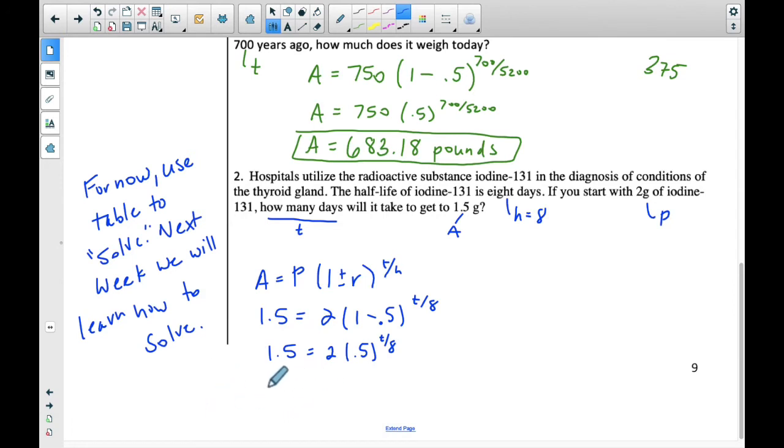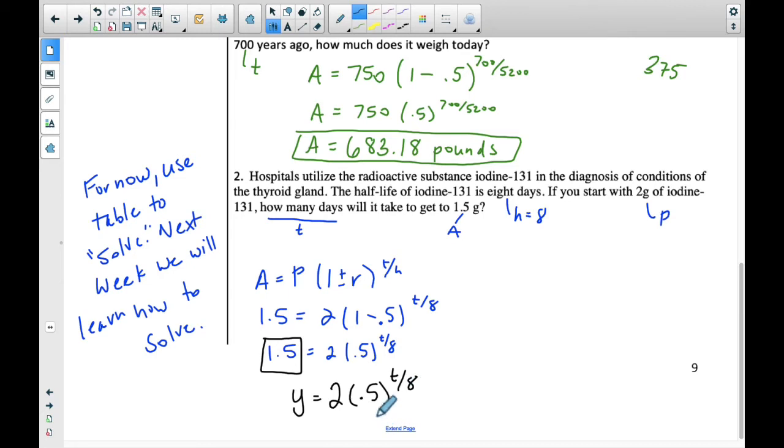So when I plug all this in, I'm going to have to do a couple things to solve this. But mainly, what I'm going to do is I'm going to not put in the 1.5. That is actually what I'm going to look for in my calculator. So instead, I'm going to put in y equals 2 times 0.5 to the t over 8 into the calculator.